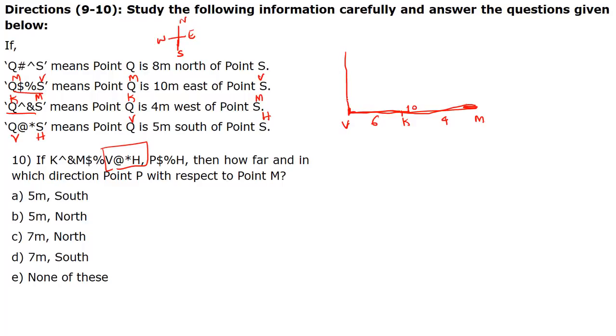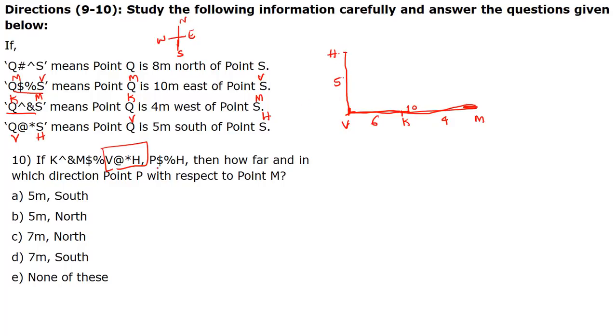So let me put it here. If I put H here, H is 5 meters south, which would be V. H is 5 meters south would be V here. I hope you got it.